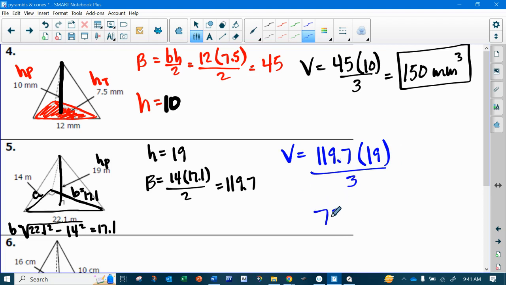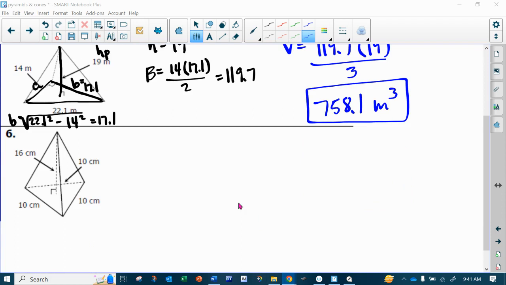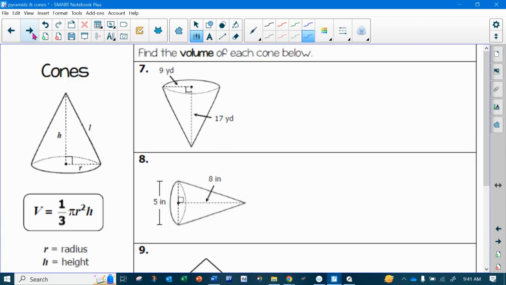So it is 758.1 meters cubed. All right, that's an equilateral triangle. Let's go ahead and look at the cones, and then that way we can get started on doing some practice.